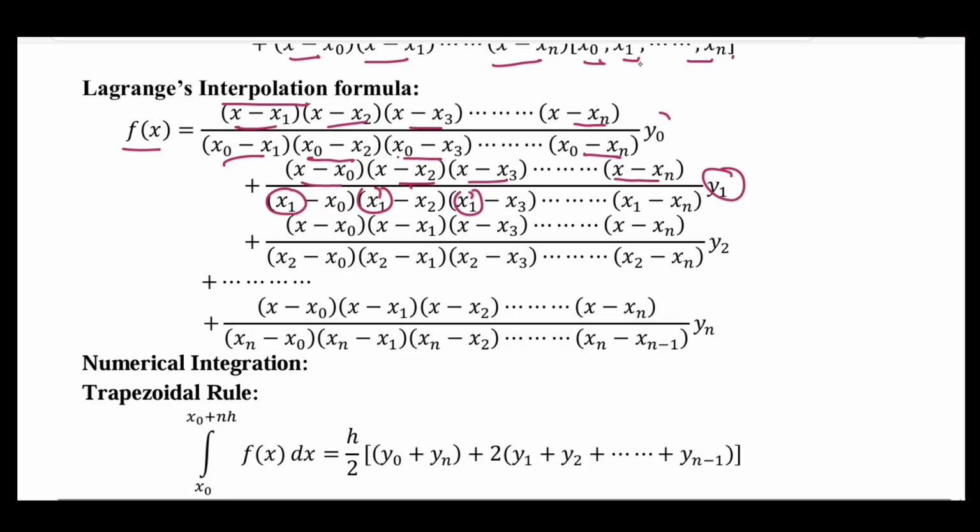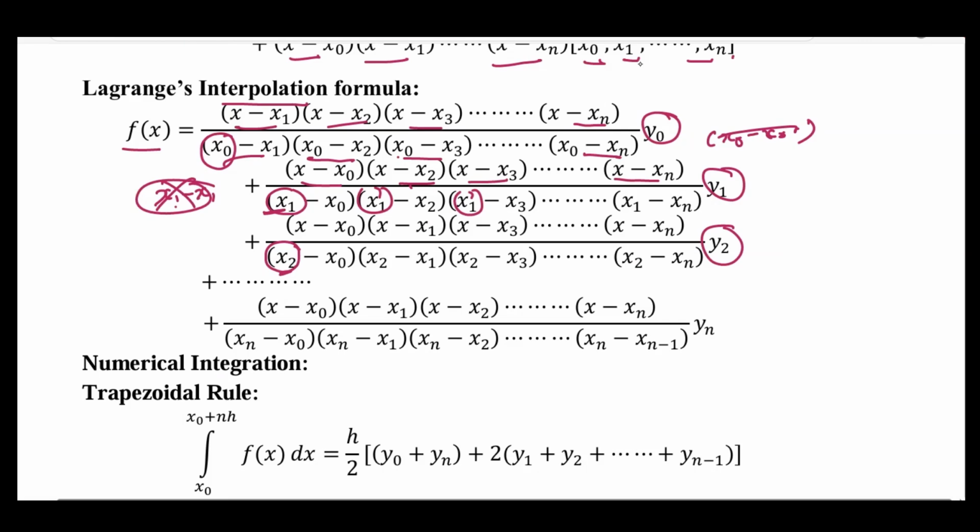If it is y_1, that is the second term, we'll take x_1. If it is the first term, y_0, you'll be taking x_0. Then if it is y_2, the numerator will be as it is, only the denominator will change. It will become (x_2 - x_0)(x_2 - x_1)(x_2 - x_3). Whichever term you're taking, you will not subtract with that term. Here we will not take x_1 minus x_1, it will not be there. For the first one you will not take x_0 minus x_0 because it will become 0, so we'll leave the term.